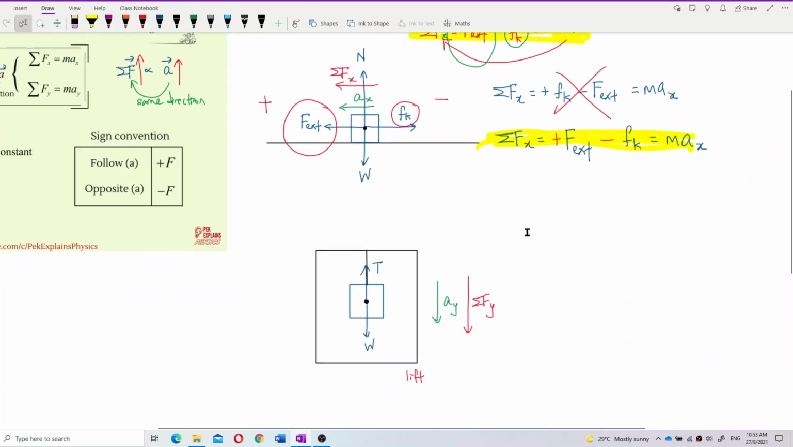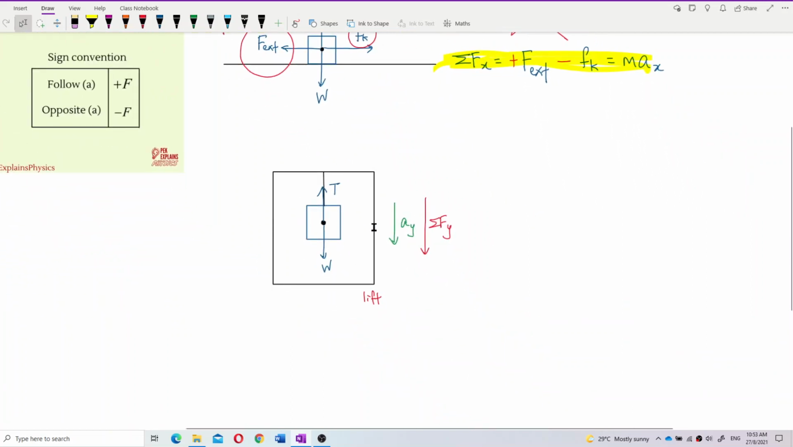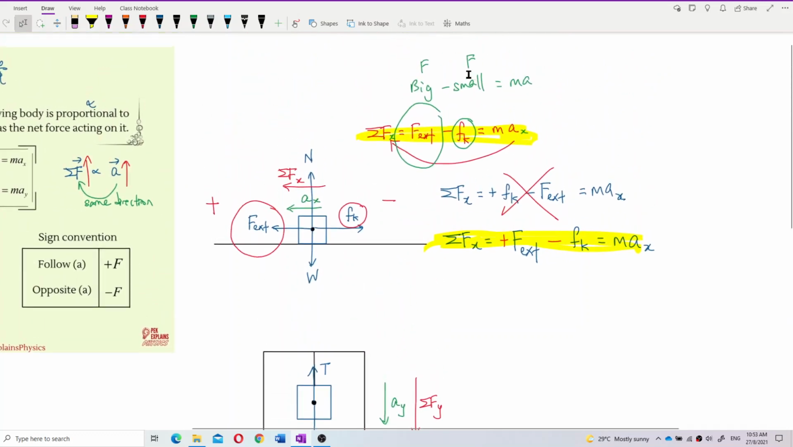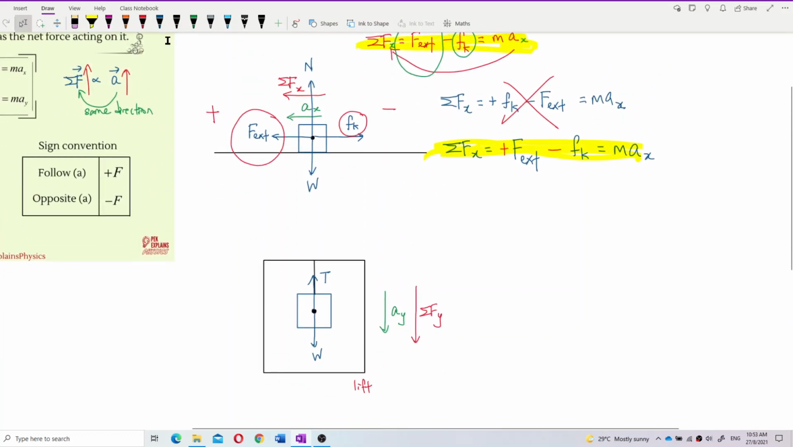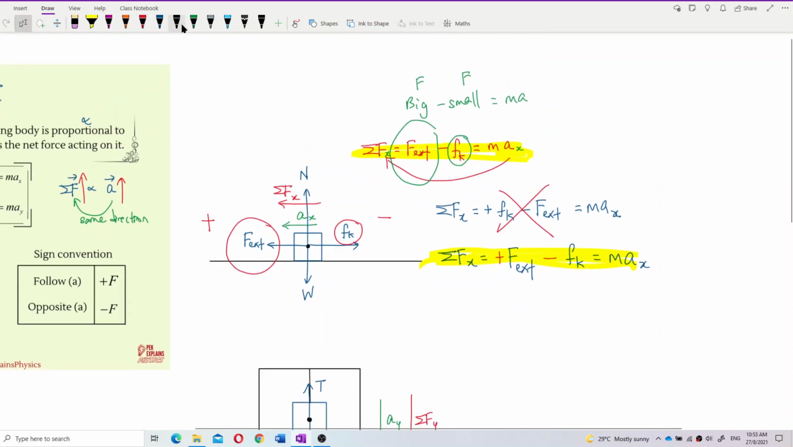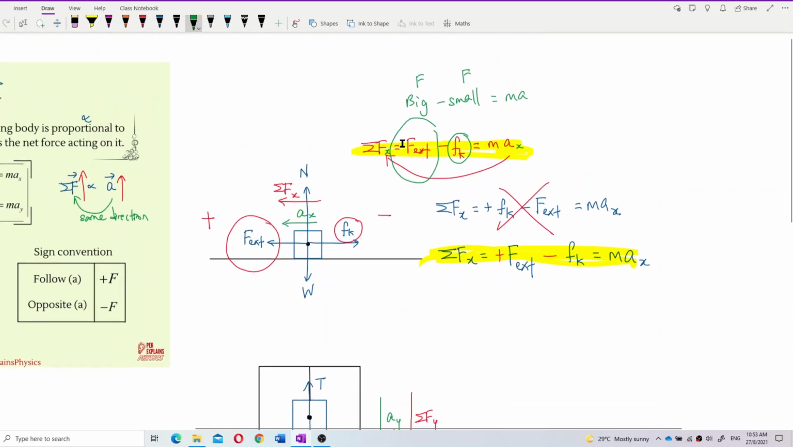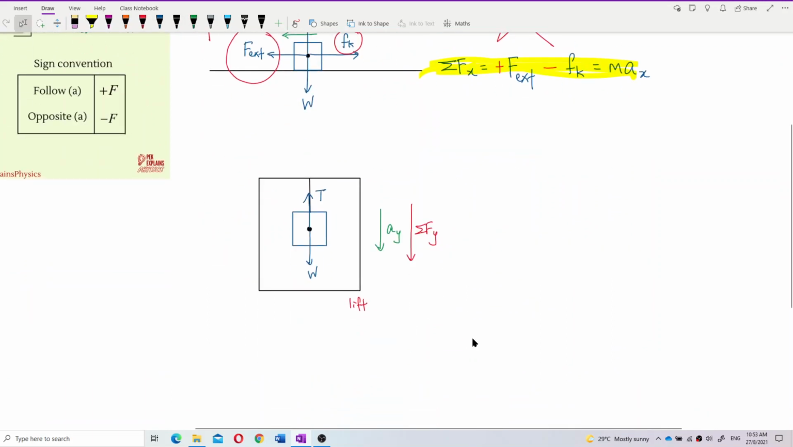Okay. Look at this one also. So let us use two systems. First we use big force minus a smaller force. Let's say we use the first system: big force minus a small force to get MA.